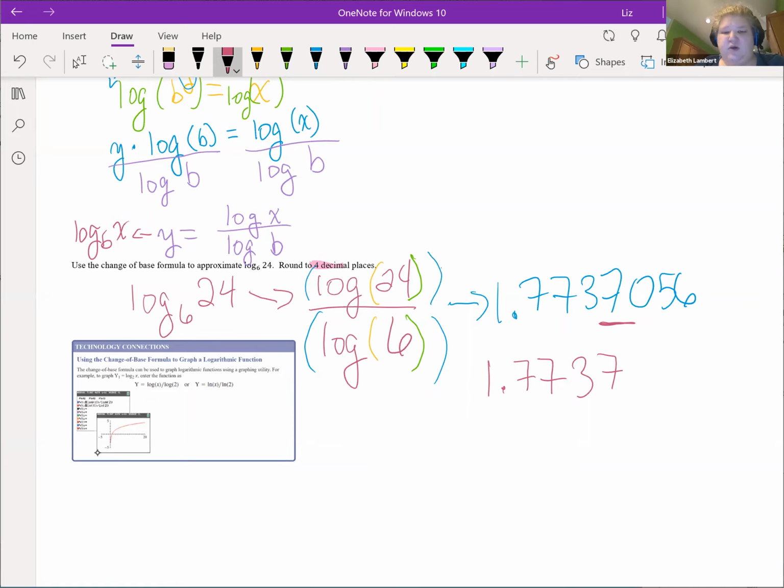Now, you might be thinking, well, what if I use natural log, Liz? All right, let's do it. ln of 24 divided by ln of 6. Same thing, 1.7737056145. Same thing. So the log of 24 is not the same as the natural log of 24. Those two numbers are different. The log of 6 is not the same as the natural log of 6, but the quotient between the two, the ratio between the two, will be the same.